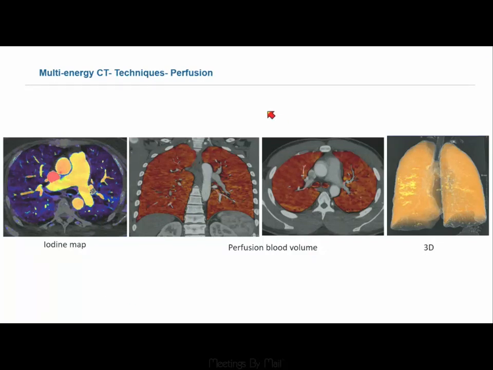We can see that it is showing color coding only the lungs. We can see that there is contrast in the vessels, but it is not color coded. The bones are also visible. So it color codes only the lungs based on the particular attenuation.